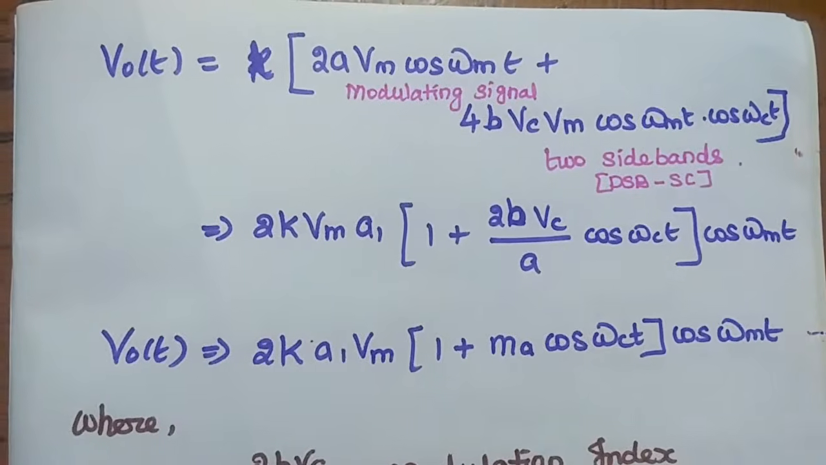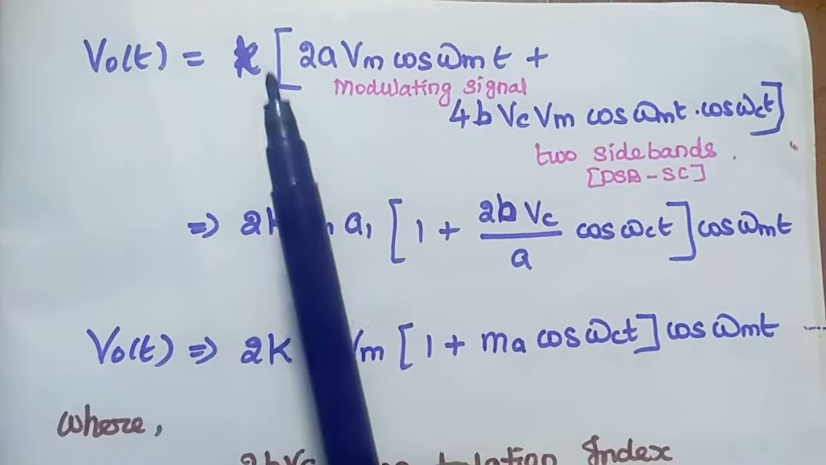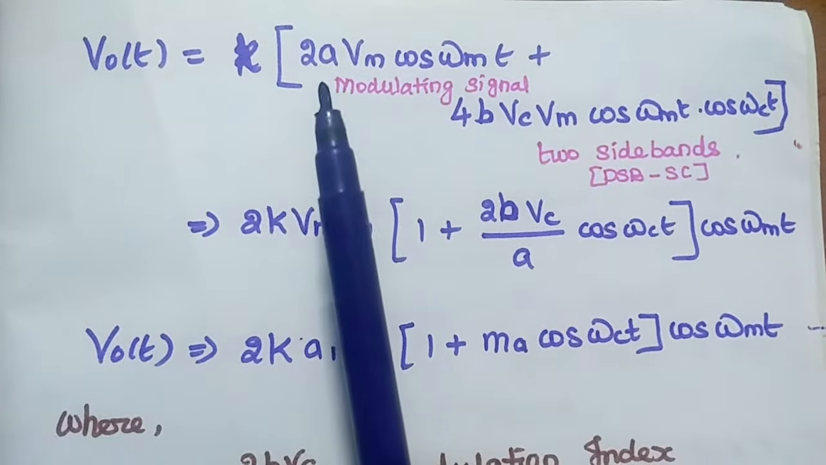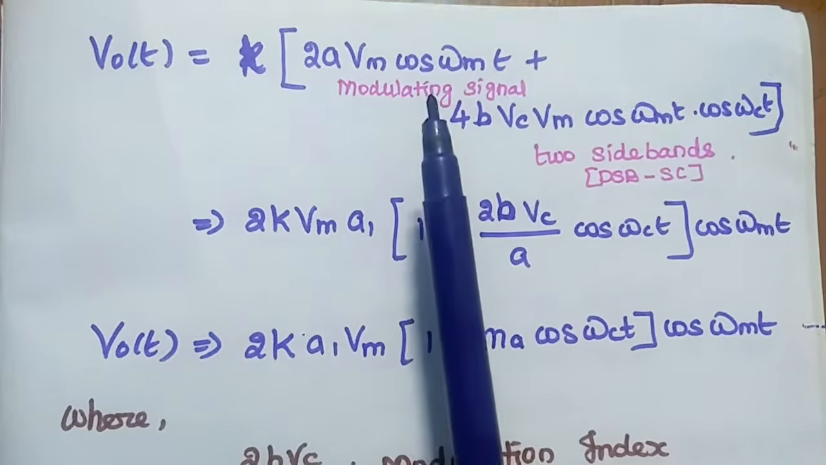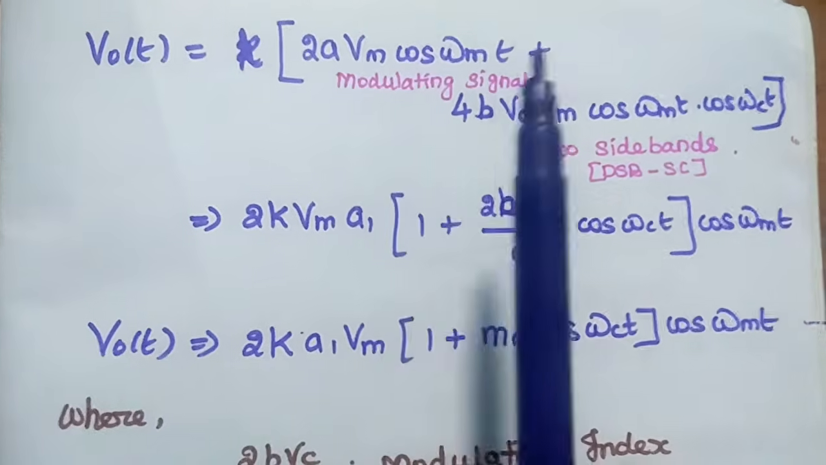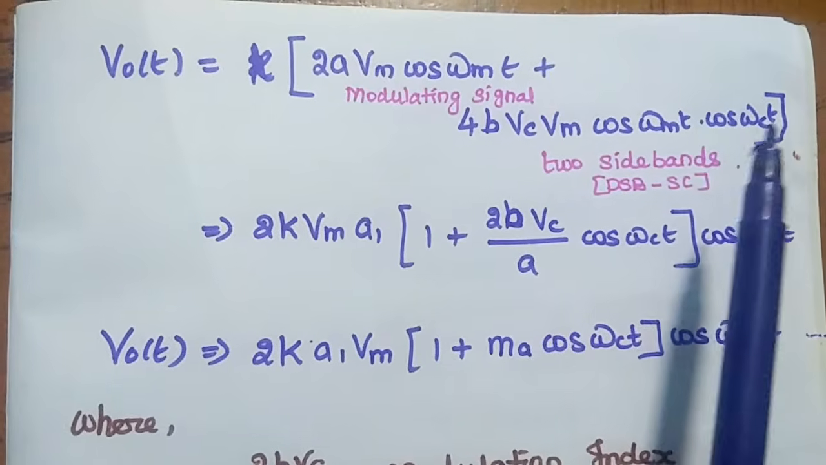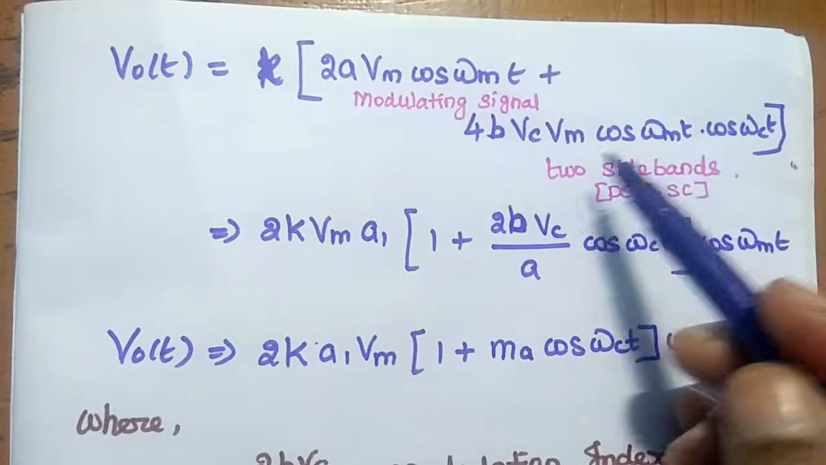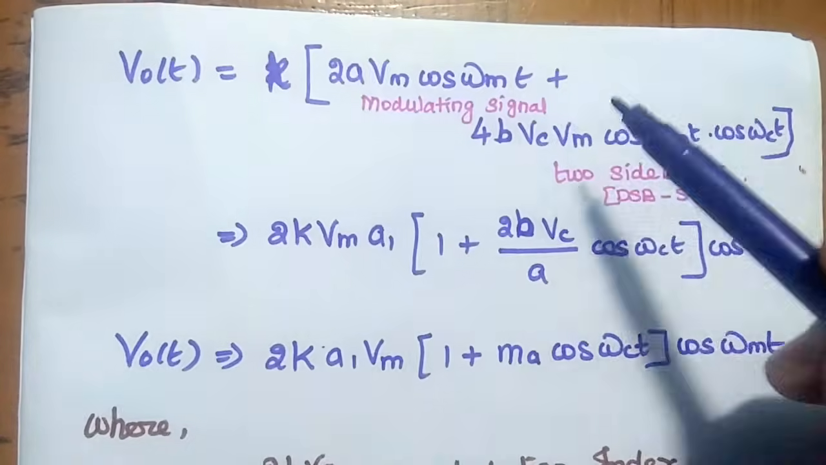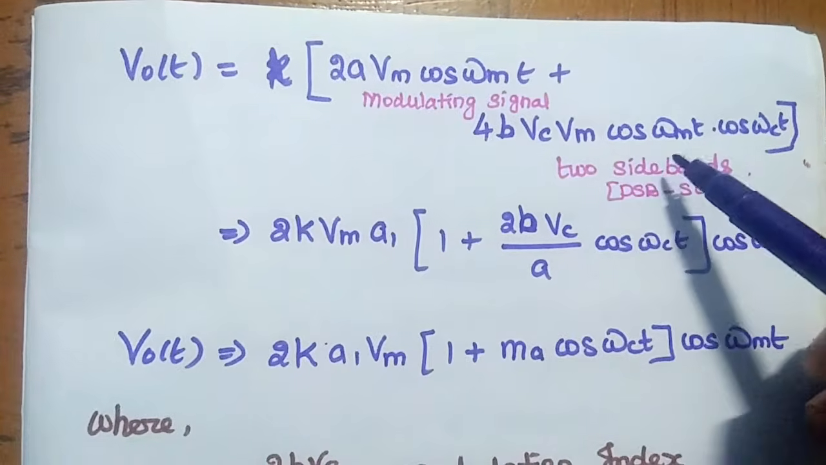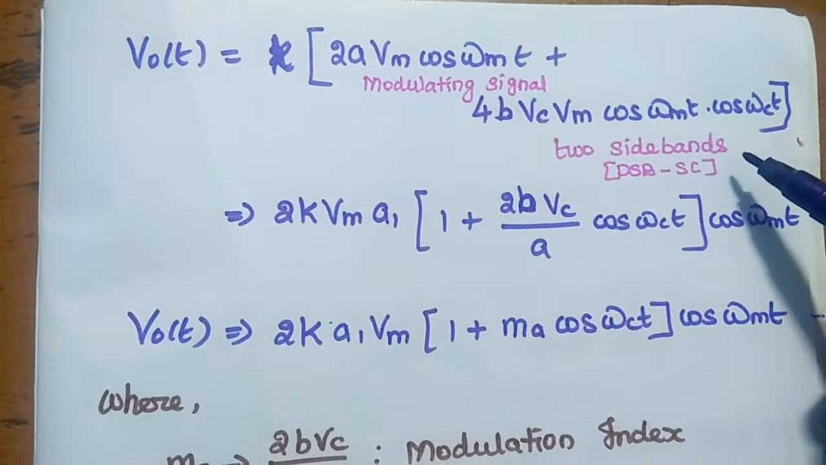Okay. Finally, we can get the output voltage V naught of t is equal to K into 2A Vm cos omega mt, that is nothing but the modulating signal, that is the original signal, plus 4B Vc Vm cos omega mt into cos omega ct. So this is nothing but the double side bands. Okay, there is no carrier signal. Okay, so this is what the double side band suppressed carrier output wave.